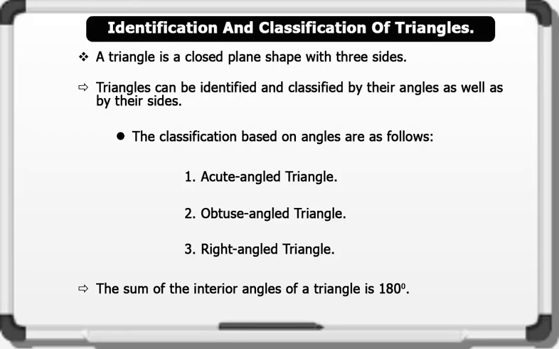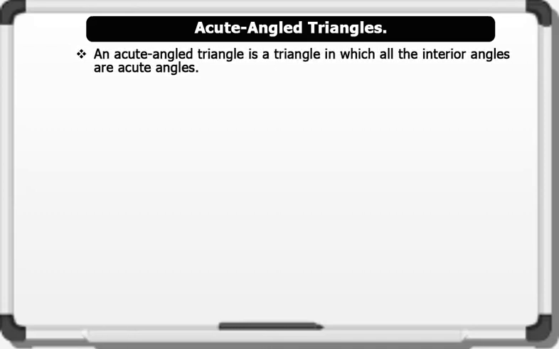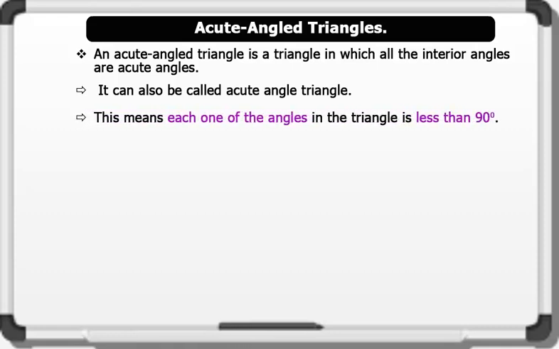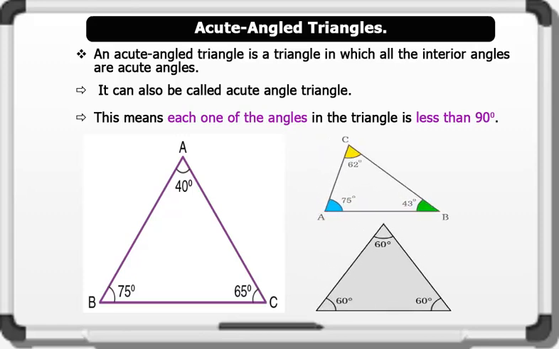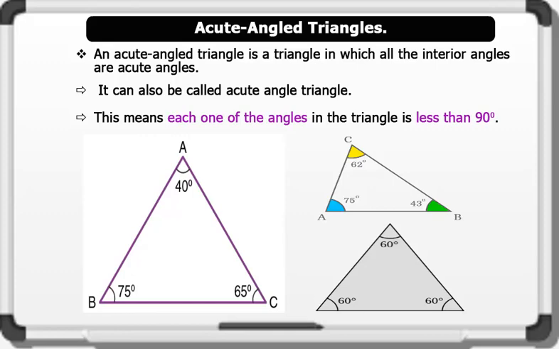Now, let's see these angles one after the other. Acute angle triangles. An acute angle triangle is a triangle in which all the interior angles are acute angles. This means each one of the angles in the triangle is less than 90 degrees. The image below is an acute angle triangle. Other examples include the following.